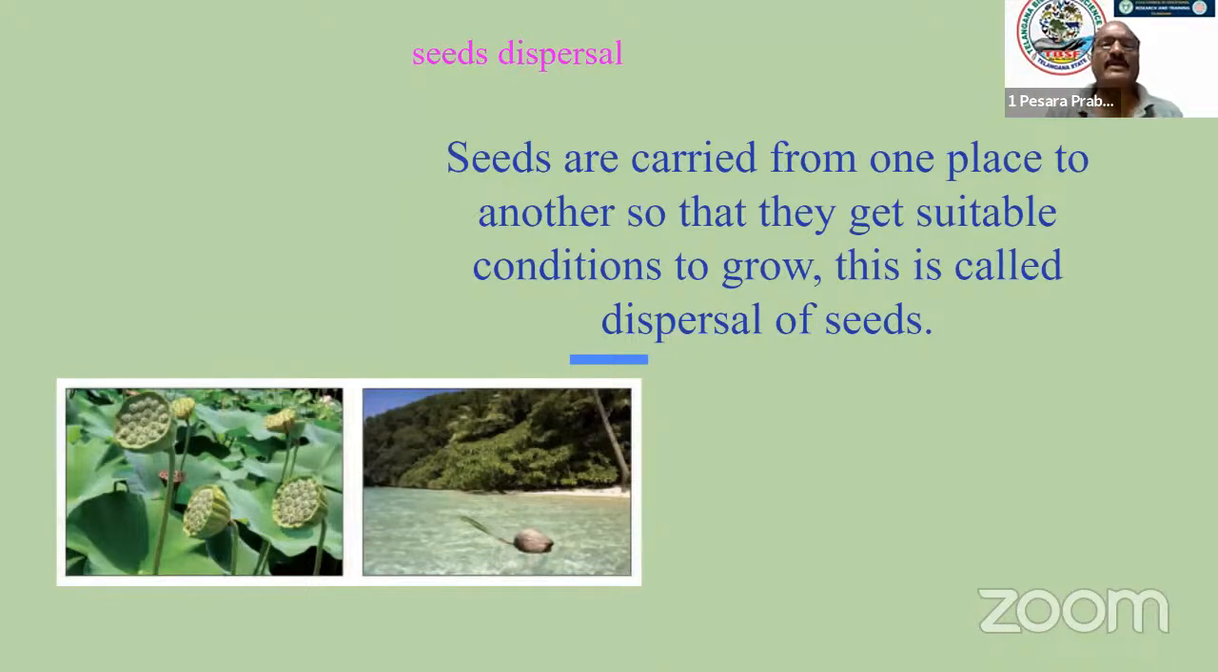For example, if a plant produces 10 fruits, each fruit having 10 seeds, it means 100 seeds are there. If 100 seeds fall at the same place, that is not suitable for the growth and development of that plant. So seeds are carried from one place to another so that they get suitable conditions to germinate, suitable conditions to grow. This is called dispersal of seeds, seed dispersal, right?